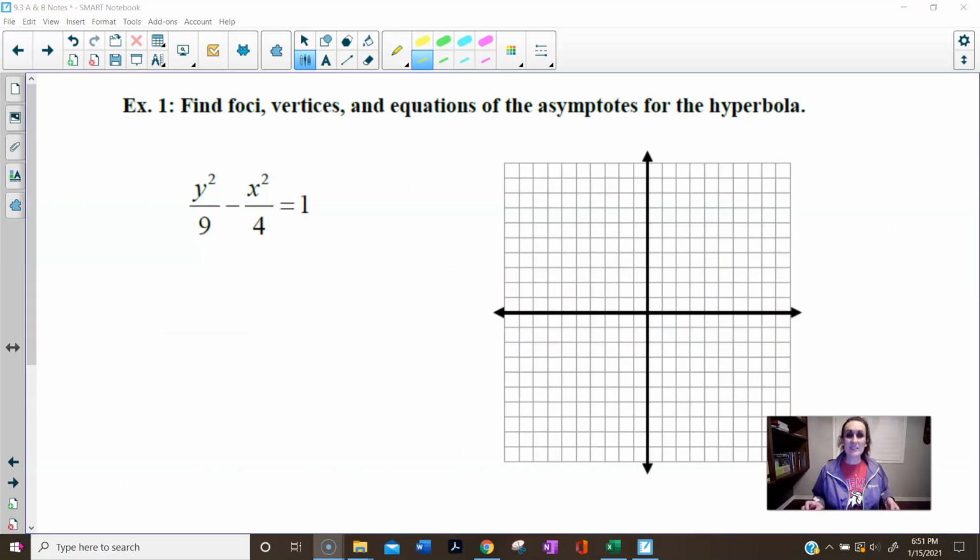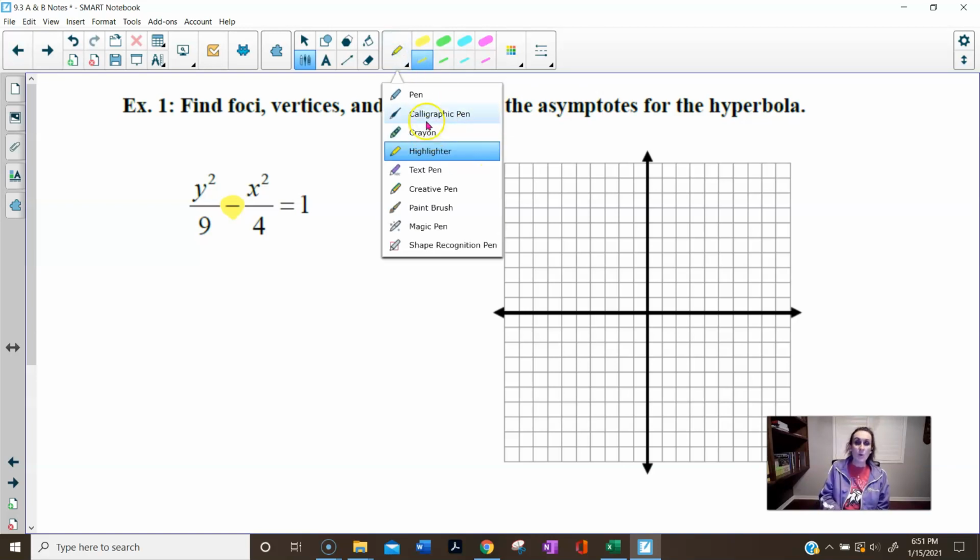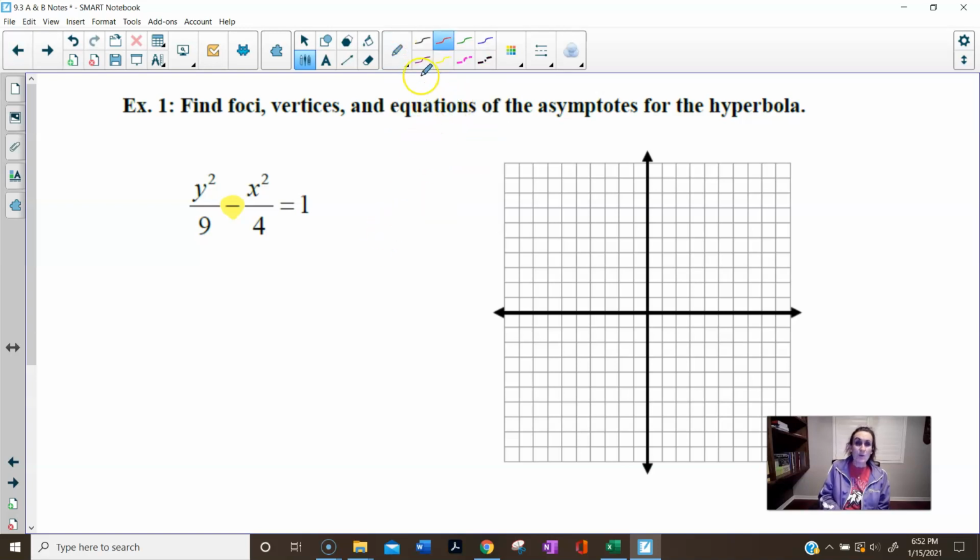So the first thing we're going to do is determine that it's a hyperbola. And I know it's a hyperbola because of the subtraction in the center. Now I have to determine, is it a Hurley, which is a horizontal hyperbola, or is it a happy sad? Well, because the y squared comes first, this is going to be a happy sad graph, which means we're going to have a curve going up and a curve going down.